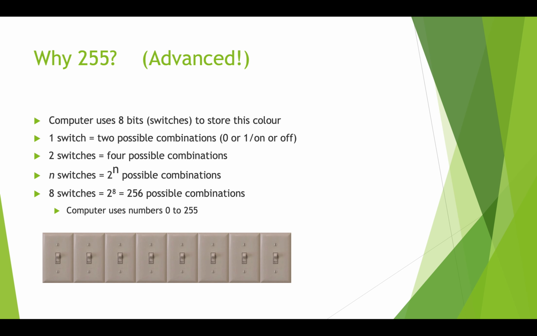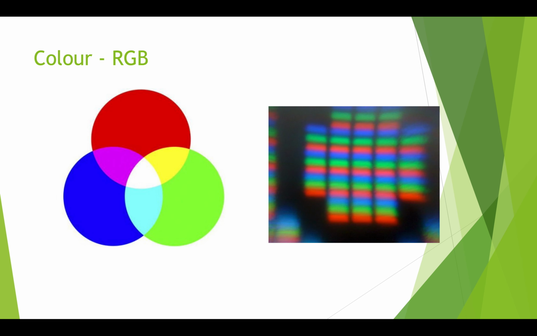If you add another switch, then you get more possibilities. And if you put 8 switches together, then you get 256 possible combinations. And 8 switches, or 8 bits, is what in computer terminology we call a byte. So a single byte can represent anywhere between 0 and 255 in terms of values of grayscale. And so that's where that number comes from. So you'll see 0 to 255 is a really common range in computer programming.